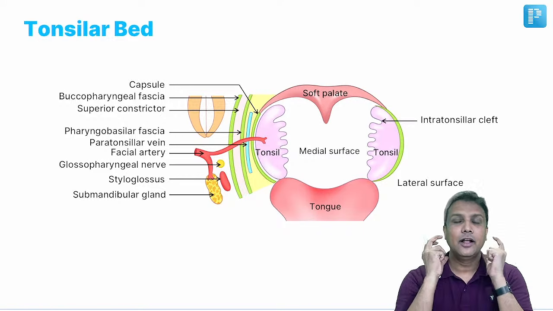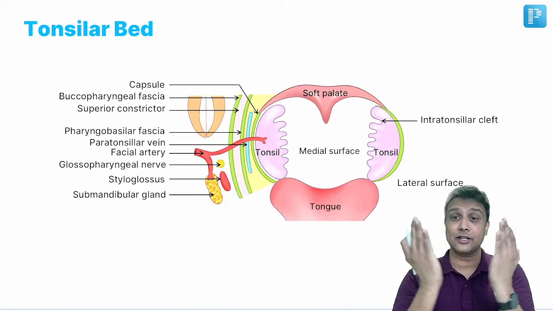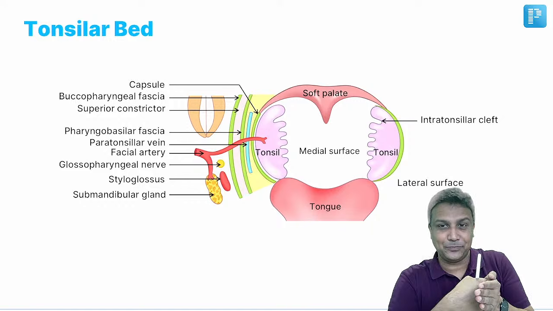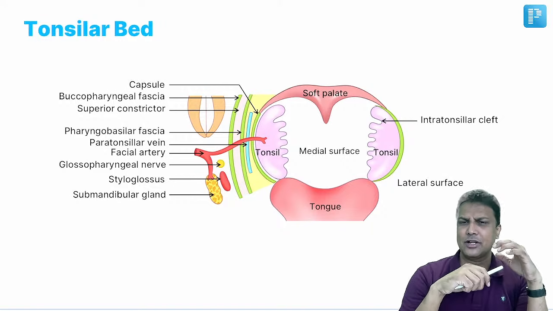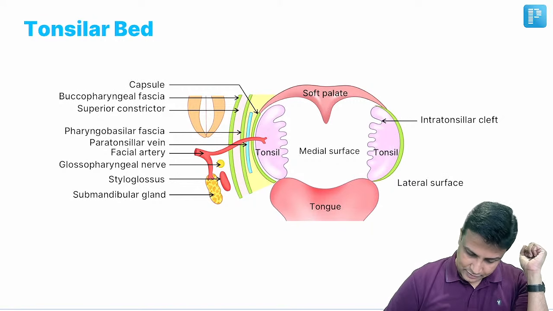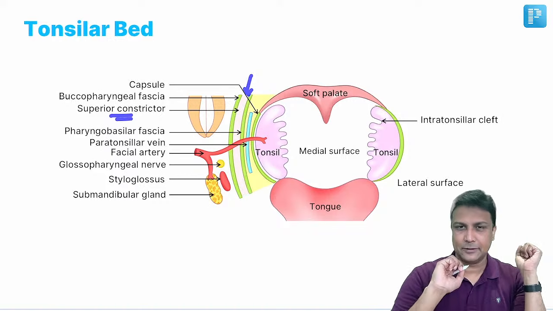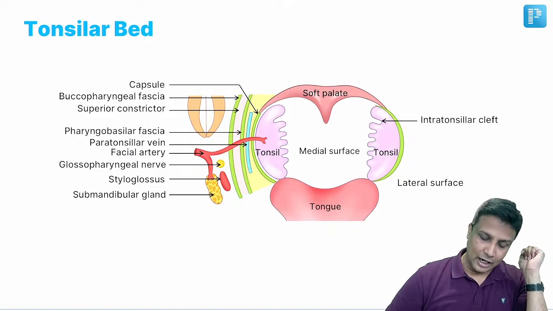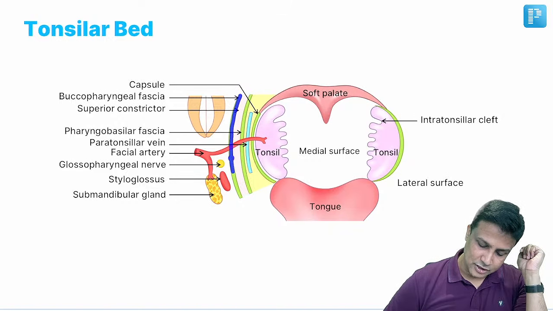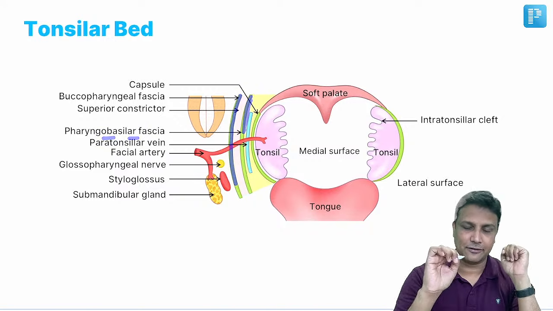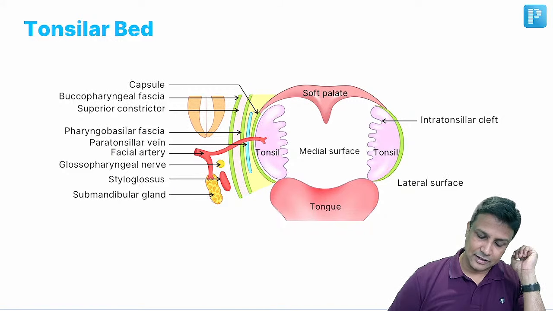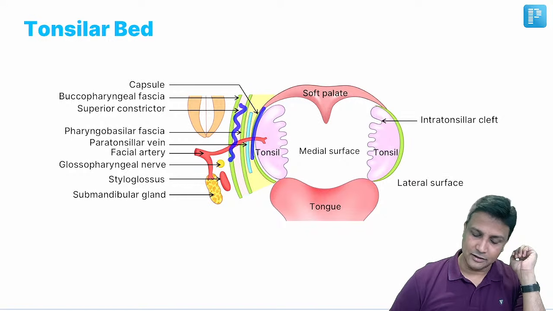And please remember, the muscle present here will be the superior constrictor muscle. And inside that superior constrictor muscle, you're actually having the tonsil there. So this muscle here will be the superior constrictor muscle. And that muscle is having one fascia inside and one fascia outside. The outside one here will be the buccopharyngeal fascia. And the one which is inside here will be the pharyngobasilar fascia. Done.